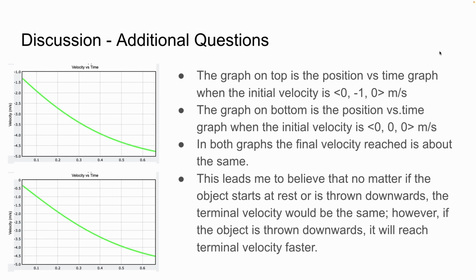The graph on top is the position versus time graph when the initial velocity is 0, -10, 0 meters per second. The graph on the bottom is the graph when the initial velocity is 0, 0, 0 meters per second. In both graphs, the final velocity reached is about the same. This leads me to believe that no matter if the object starts at rest or is thrown downwards, the terminal velocity would be the same. However, if the object is thrown downwards, it will reach terminal velocity faster.